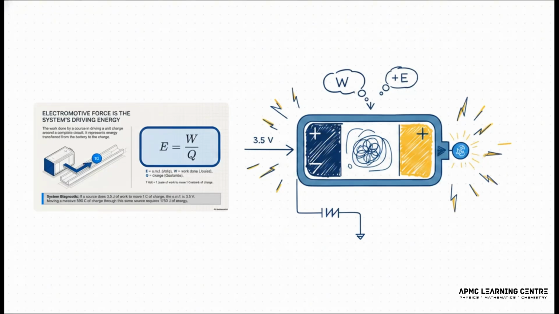Okay, so let's see what's actually happening inside that battery. Imagine our 1 coulomb of charge going in. The battery gets to work on it, converting its own chemical energy into electrical potential energy for the charge. So if a battery says it has an EMF of, say, 3.5 volts, what does that really mean? It means it's doing 3.5 joules of work for every single coulomb of charge that passes through. It's basically loading it up with a backpack full of energy for the journey ahead.